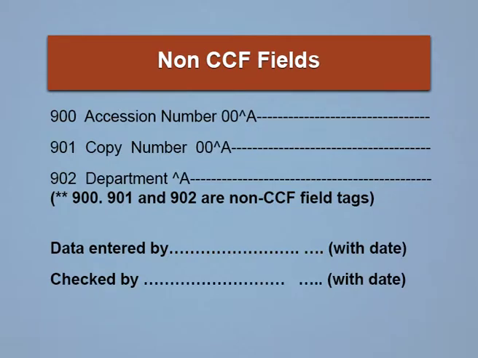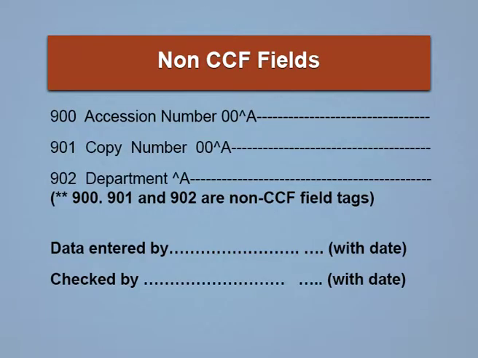But at the same time, we should not forget that CCF actually ranges from the leader field to 6XX field. But some local fields are also required at the time of data entry. Say for example, one particular book has 5 copies. So, 5 accession numbers you need to enter, and that cannot go into the CCF main tags. You need to define a set of local tags which are called non-CCF tags. If you have a look at the screen, you can understand this.